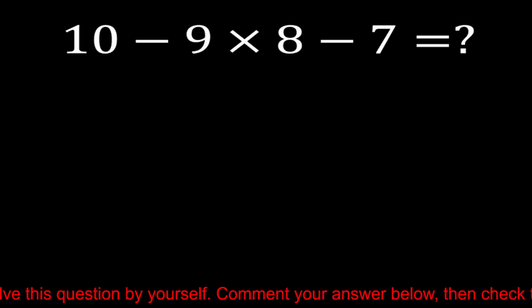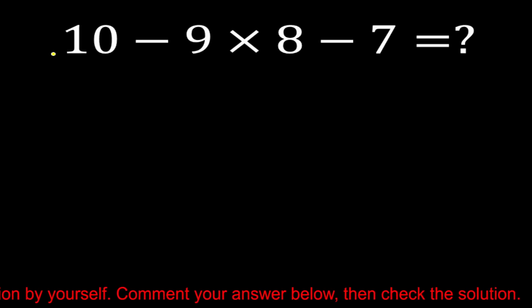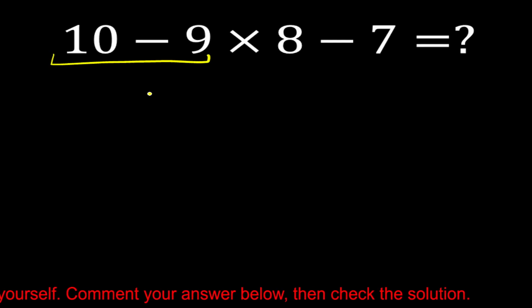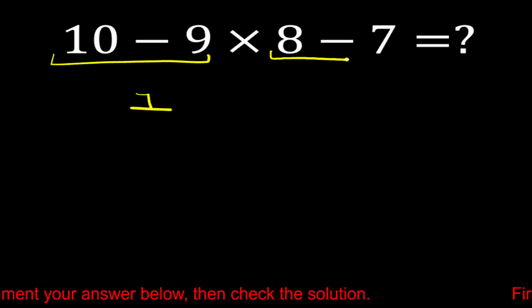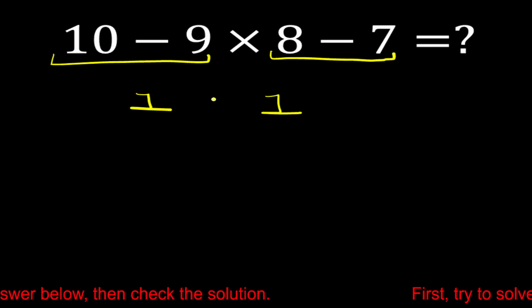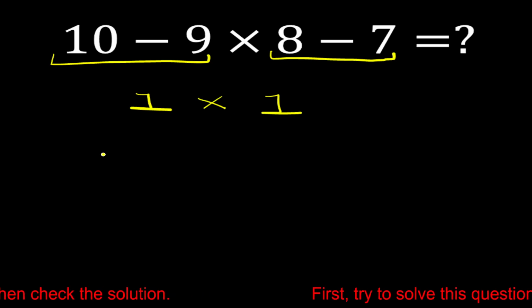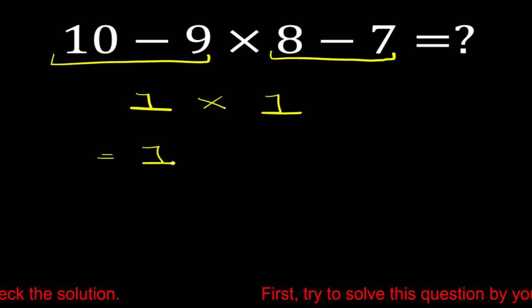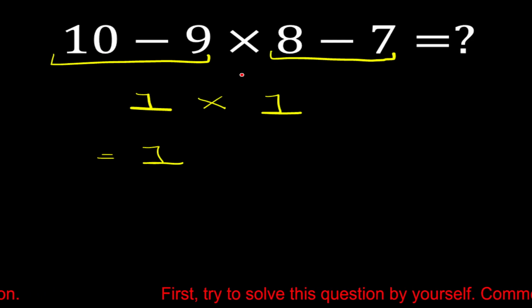So most people solve this question like 10 minus 9 is equal to 1. Now 8 minus 7 is equal to also 1. Now 1 multiply 1 is equal to 1. But here this answer is not correct.